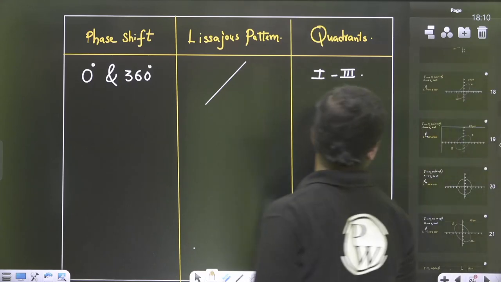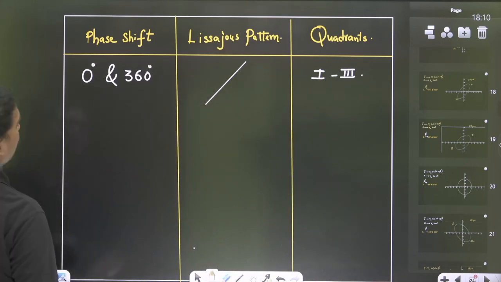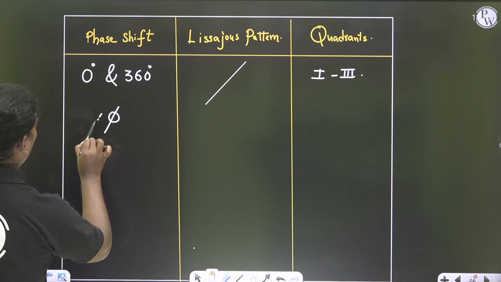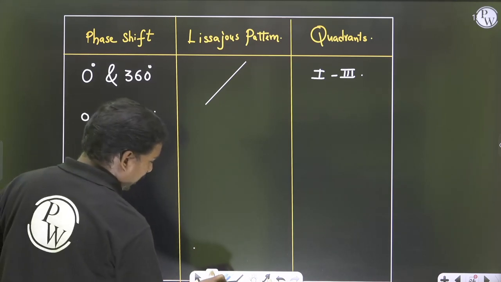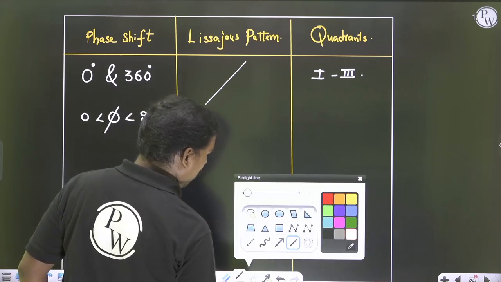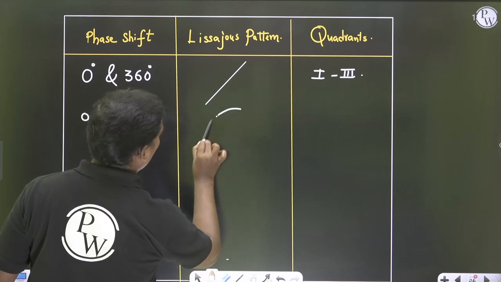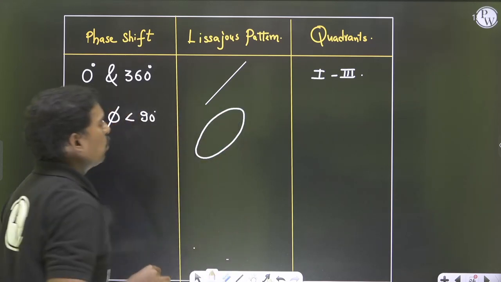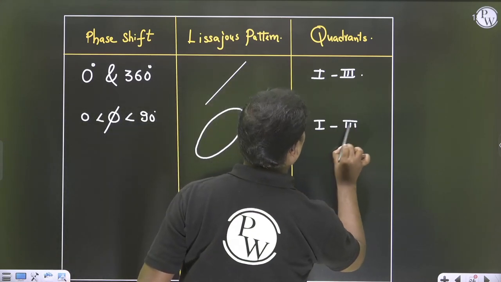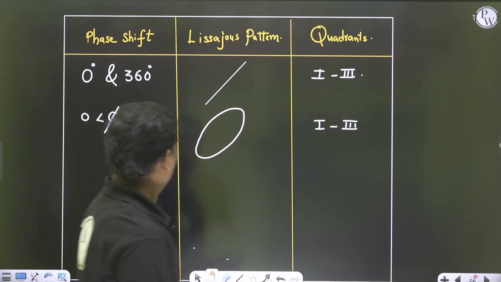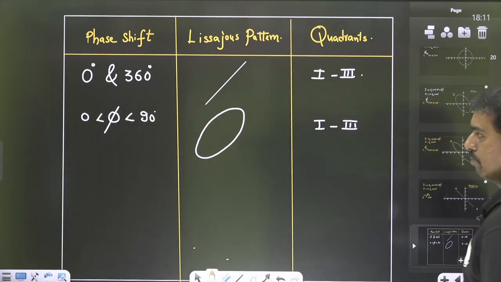more than 0, less than 90, we are getting an ellipse. But the ellipse is in the first and third quadrants. So phi is more than 0, less than 90. What are we getting, my dear? We are going to get an ellipse, in quadrants 1 and 3. Next. At 90, we are going to get a circle.